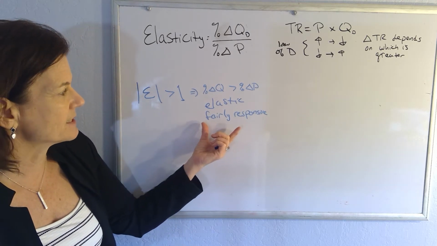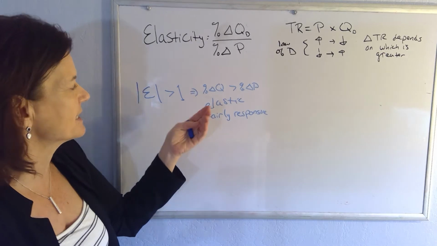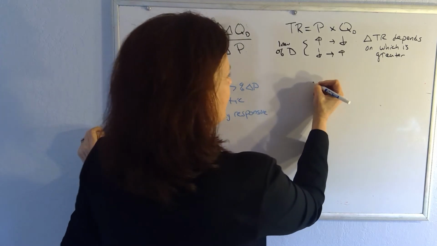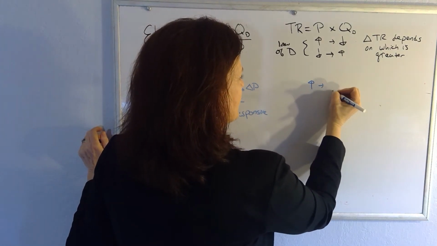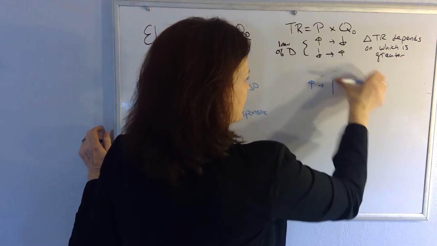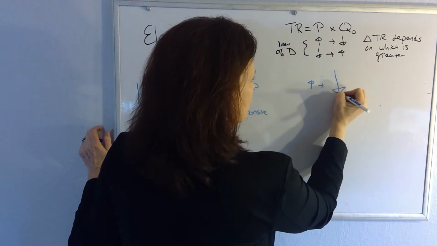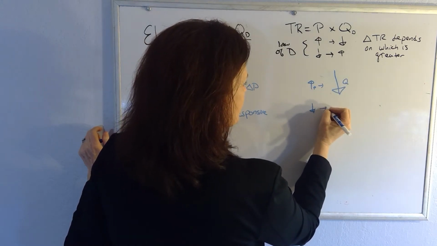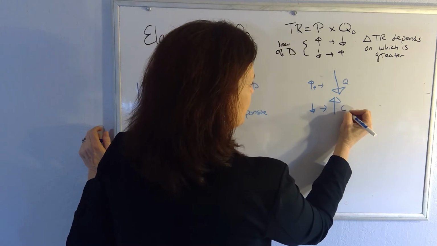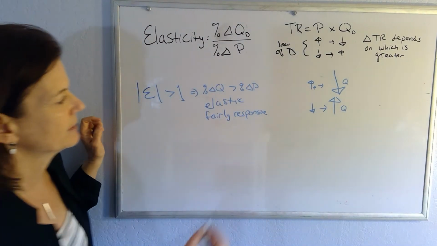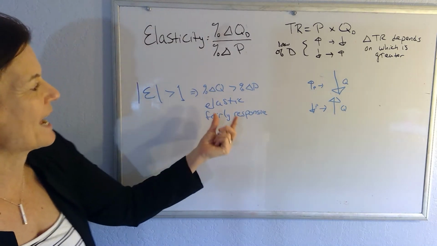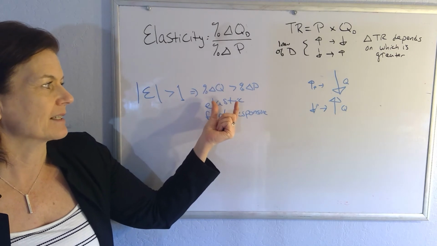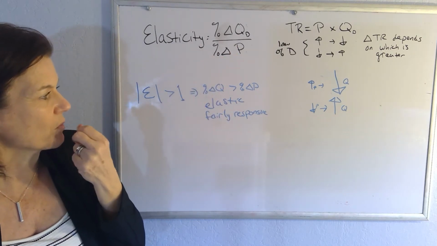And so what that tells us, if the absolute value of elasticity is greater than 1, if what's happening to quantity is bigger than what's happening to price, that's saying an increase in price leads to a bigger decrease in quantity. And a decrease in price leads to a bigger increase in quantity. What's happening to quantity is bigger than what's happening to price when demand is elastic, when that absolute value of elasticity is greater than 1.